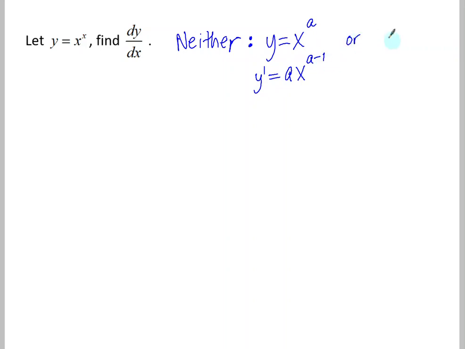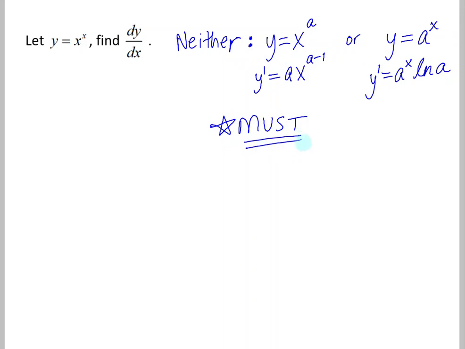It is also not y equals a to the x, where the base is a constant and the exponent is a variable, and the derivative y prime is just a to the x times natural log of a. This has variable in the base and variable in the exponent. So this is an example where, because it's neither of these things, we must use logarithmic differentiation. There's no other way to do it.